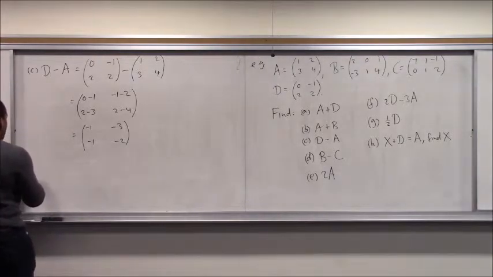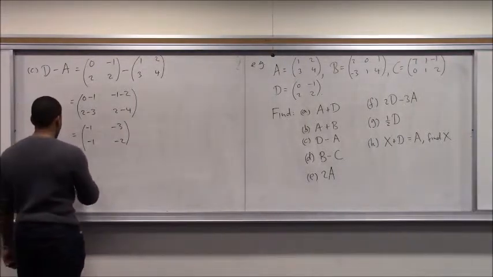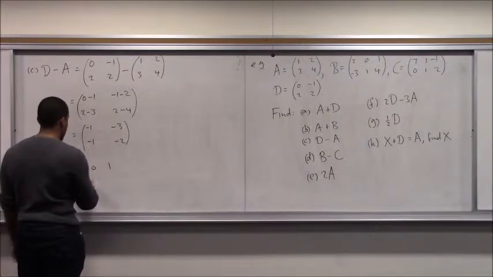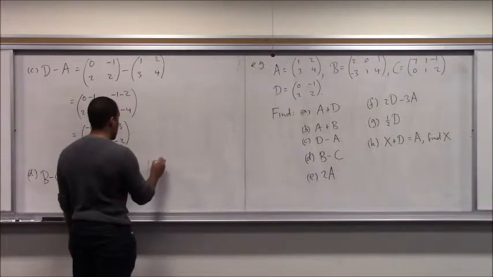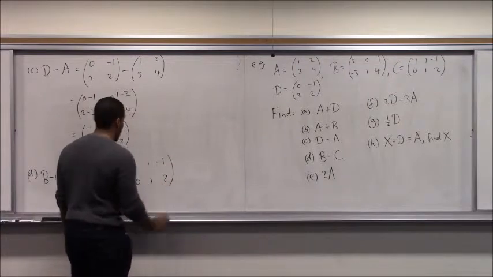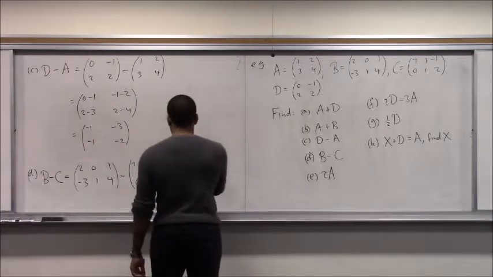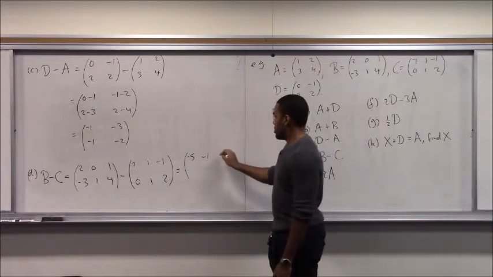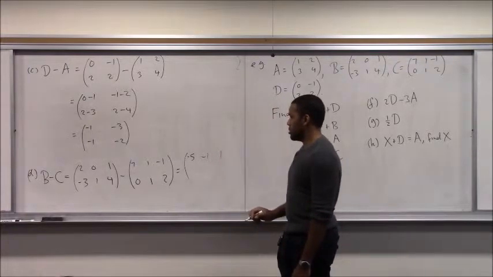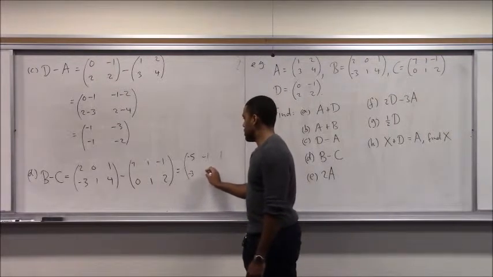Now something a little harder, B minus C. So this means I want to take the matrix 2, 0, 1, minus 3, 1, 4. I want to subtract the matrix 7, 1, minus 1, 0, 1, 2. So what is that going to be? Negative 5, negative 1, 1, 3, 0, 2. Wait, it's negative 3, then 0, 2.